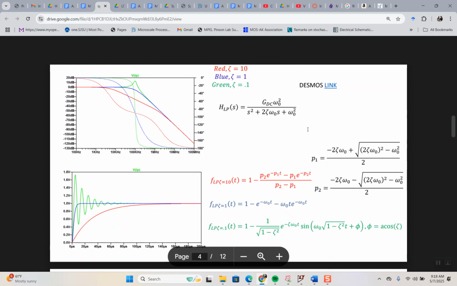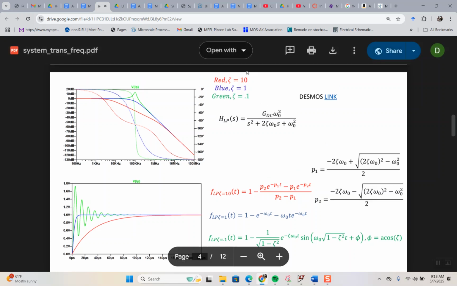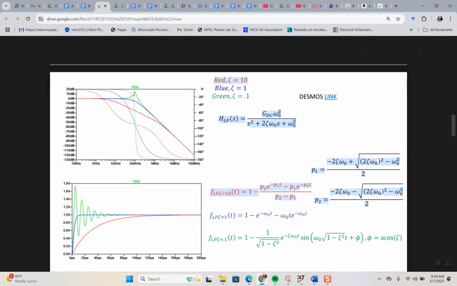Now, here, we have the high pass, low pass, and we have a damping coefficient of 10, 1, and 0.1. And you can see this gain here at omega naught is very high. That should be at -6, and then this will be below that.